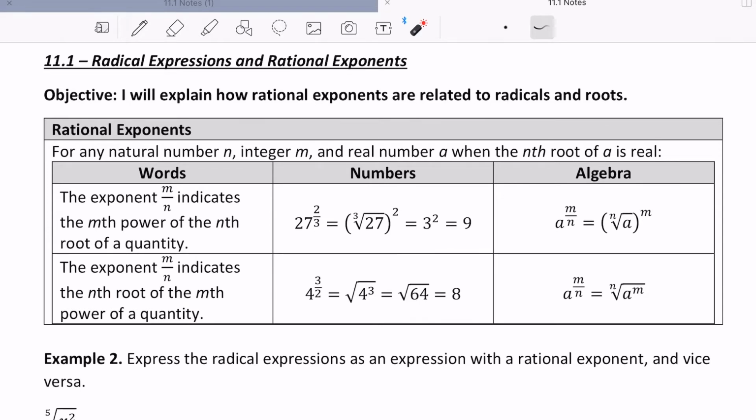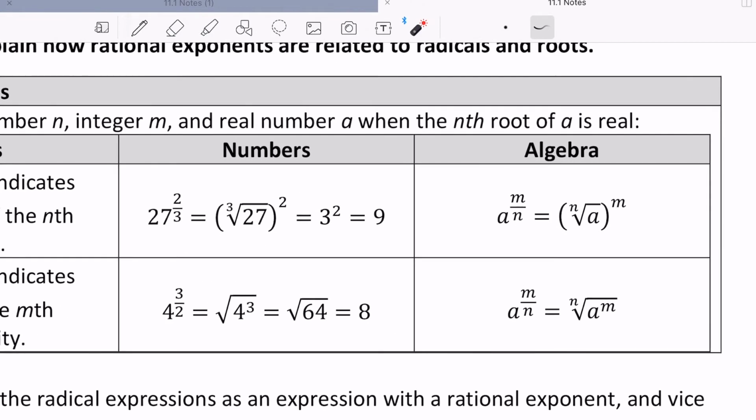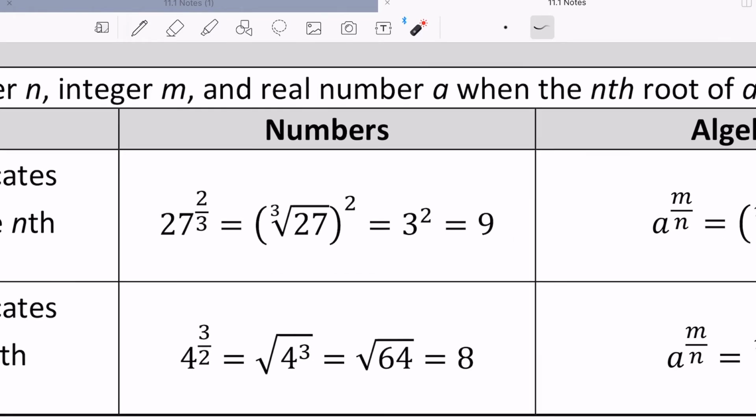First of all, let's look at the algebraic versions here. We have a to the power of m over n, which can be rewritten as the nth root of a, all of it raised to the power of m, okay? Or taking the nth root of a to the power of m. So these are the same expression, a to the power of m over n, but they are worked out in two different ways, okay?